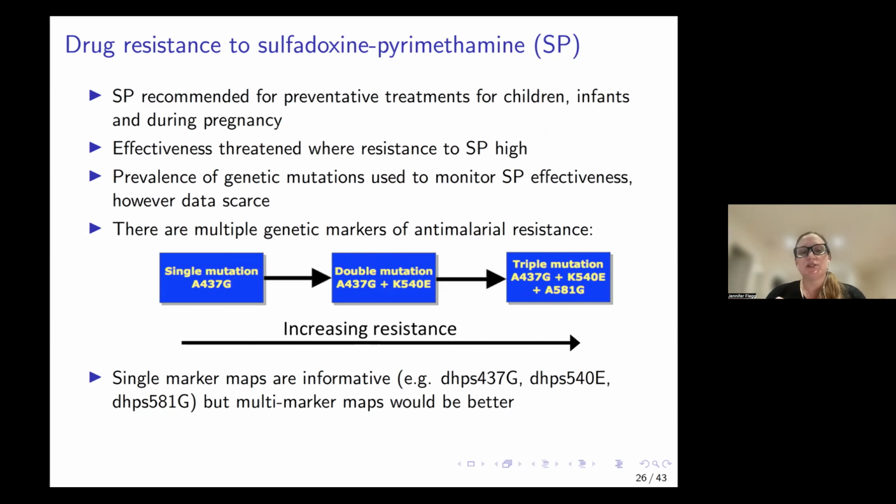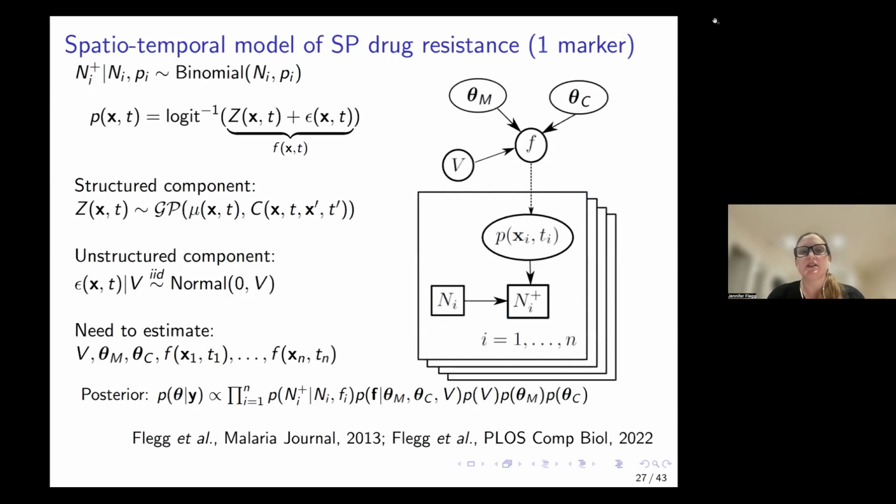Models that can make predictions at the individual marker are nice and informative. So just an individual marker for 437, for 540, and for 581, that would be helpful. But multi-marker maps would be more ideal. Firstly, I'll just talk about a single marker map which we've developed. This is a conditional dependency graph on the right-hand side here. For each of the observations that we have, so that's for each of the dots on the graph of Africa that I was showing before, we have a conditional dependency.